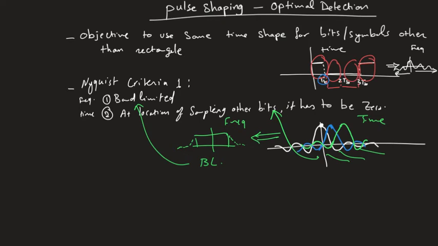Now, what happens at the receiver side, in order to do this detection or sampling of the bits, we use what's called the matched filter as an optimal detection. So optimal detection.